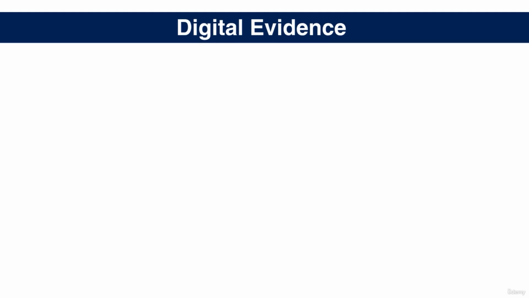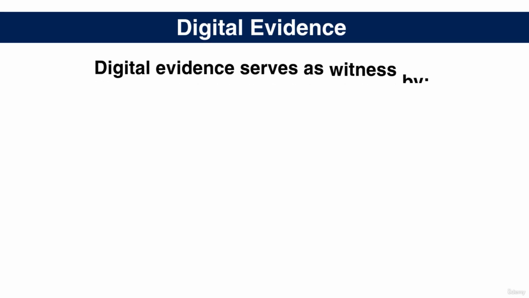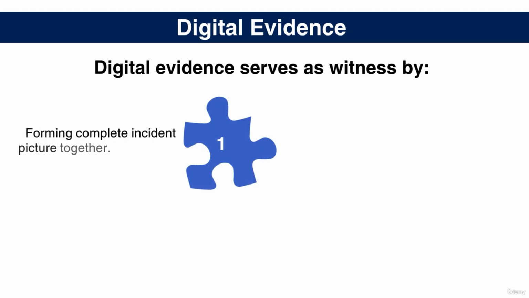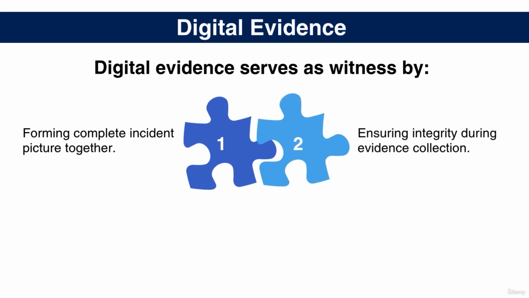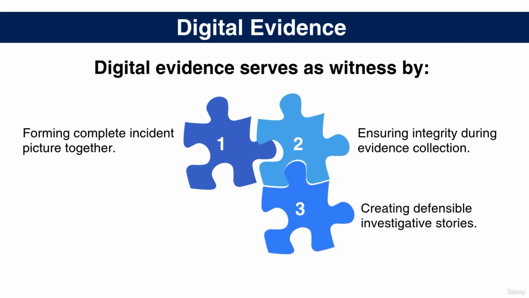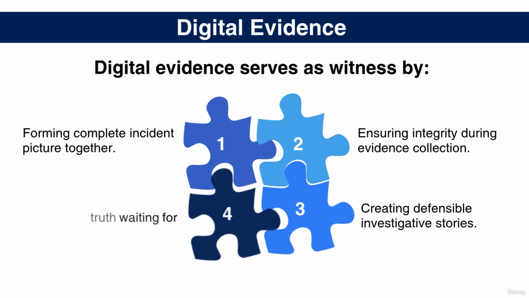Digital evidence, the silent witness. Digital evidence comes in many critical forms, from file systems and logs to metadata and mobile data. Each piece is a single puzzle piece. Together, they form a complete picture of an incident. The investigator's role is to recognize these pieces, collect them without compromising their integrity, and weave them into a clear and defensible story. In the end, digital evidence is more than just data. It is the silent witness to digital events, a record of truth waiting to be uncovered and interpreted.